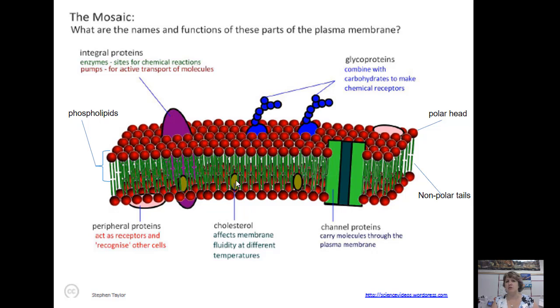Cholesterol prevents both lower temperatures and higher temperatures from changing or inhibiting the fluidity of the membrane. So it's going to decrease that solidification because it's going to space out those phospholipids. But also if your temperature increases too much, the phospholipids might move too much, so the cholesterol will help keep those phospholipids from being too fluid as well.